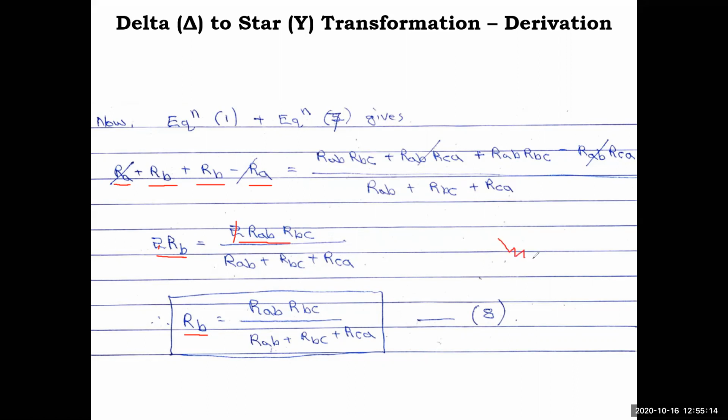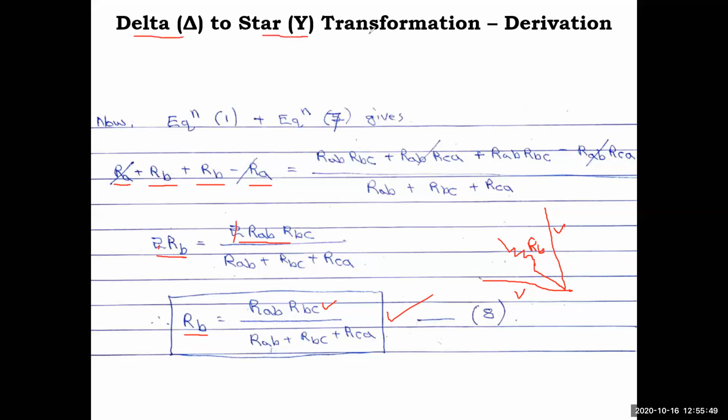So this is nothing but in the Y network, this branch. This is RB, which is related to the adjacent resistances of the delta multiplied, right? This term is RAB, and this term is RBC, divided by the total resistance RAB plus RBC plus RCA. So this is how you need to remember in solving problems. You will come to know as you solve more problems, but derivation-wise you have to do it like this. So this is the first set of derivation, delta to star transformation.